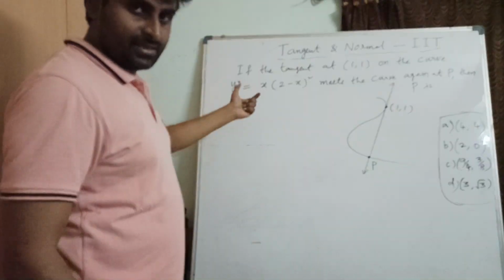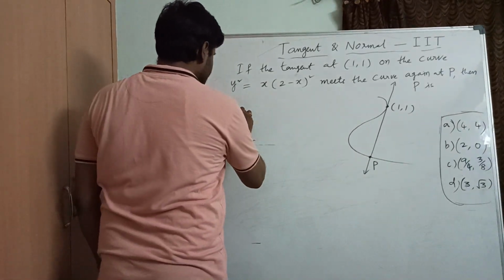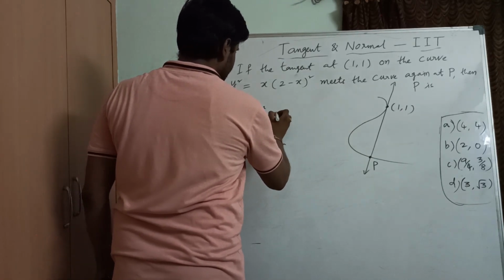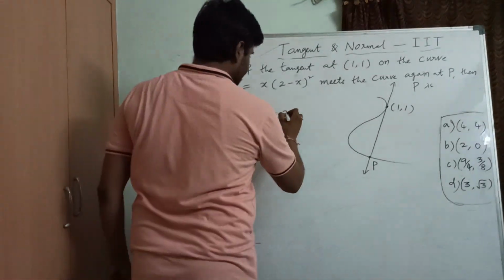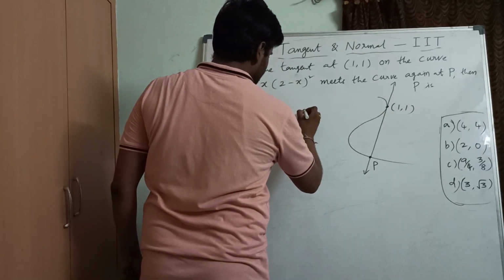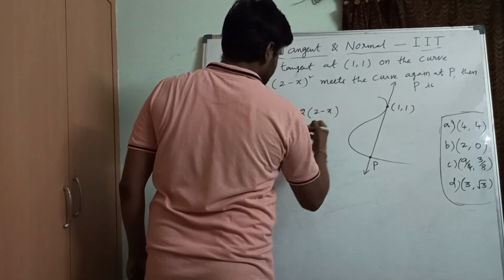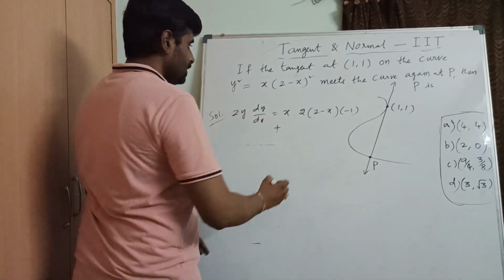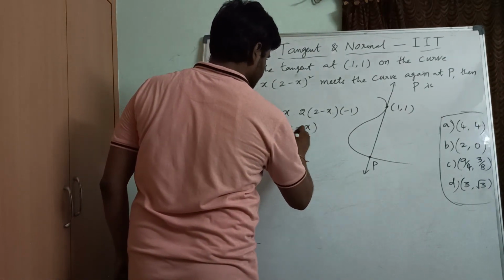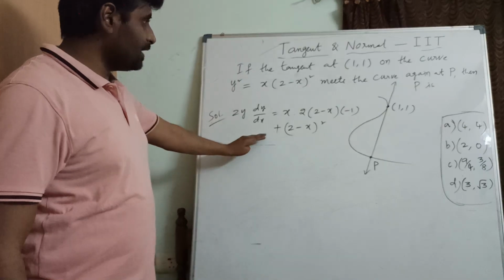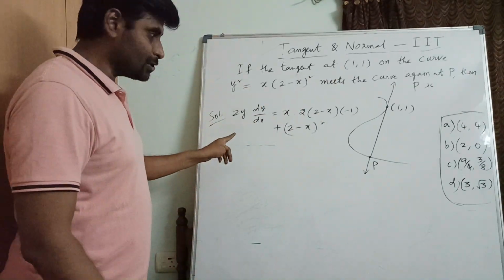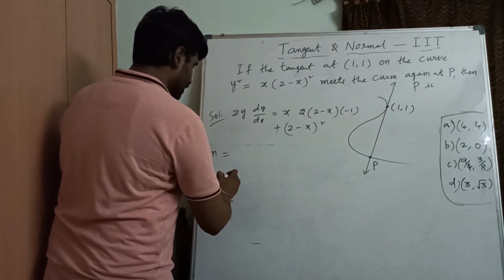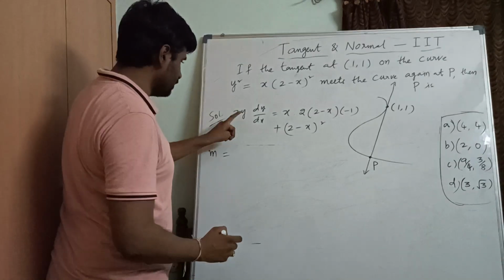Simple. So let us differentiate this curve as we know. 2y into dy by dx. Now, using the UV rule, x into 2 into 2 minus x into minus 1, plus again the derivative of x times 2 minus x whole square as it is. Now immediately we can substitute the point 1 comma 1 to find the slope of the tangent. So m equals dy by dx at 1 comma 1. Put 1 comma 1 there: 2 into 1, 2.